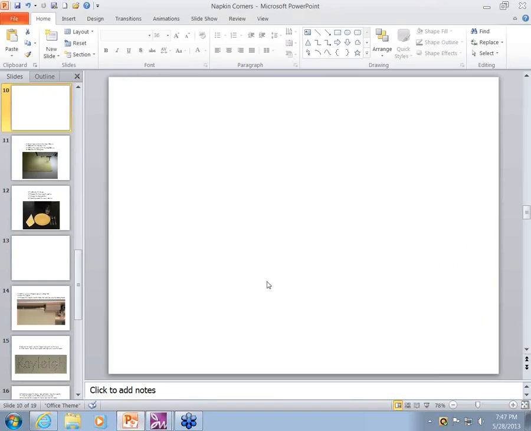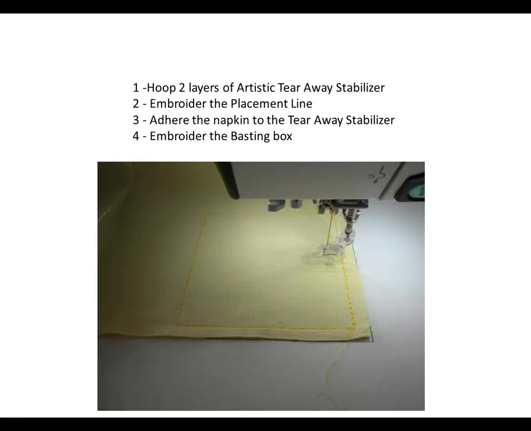So the steps to stitch this out: we're going to hoop 2 layers of Artistic Tearaway Stabiliser. We're going to embroider the placement line, and I tried to do this to where you would be able to see this, because then you're going to use temporary spray adhesive on the back of the corner of your napkin and place it right up against your placement line. Then you're going to stitch the basting box, and you can see that's going to hold that napkin down firmly while I do the rest of the stitching.